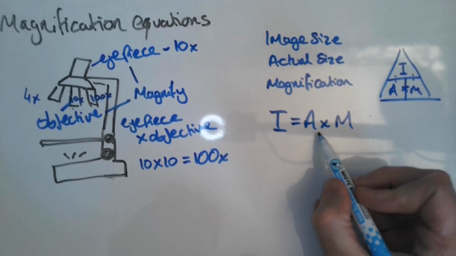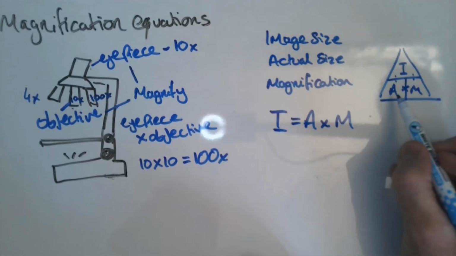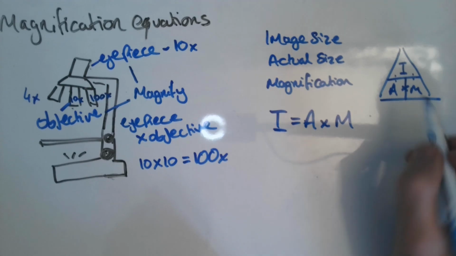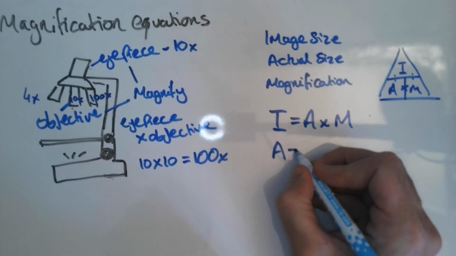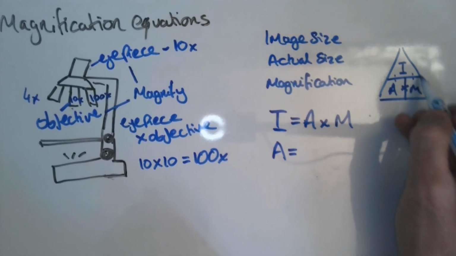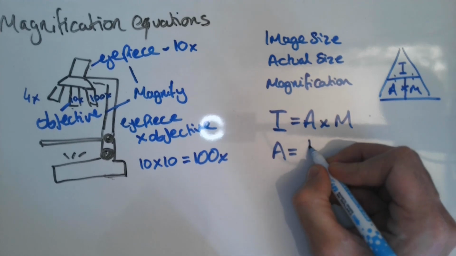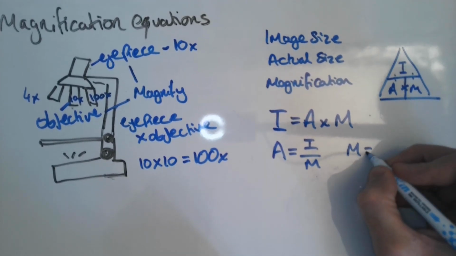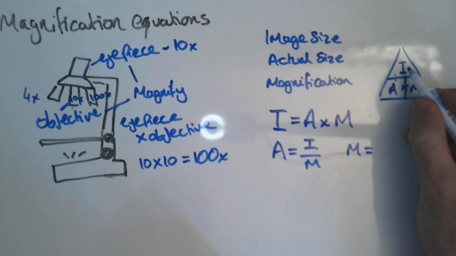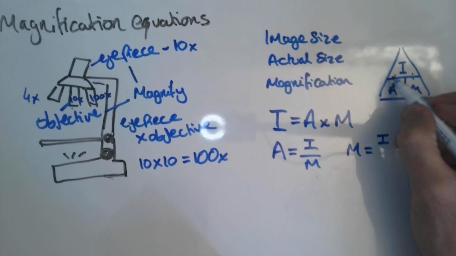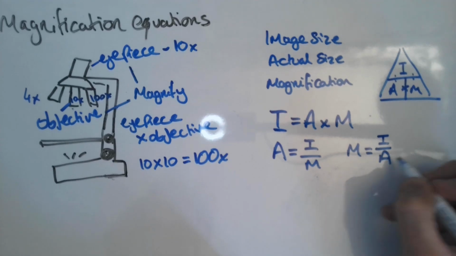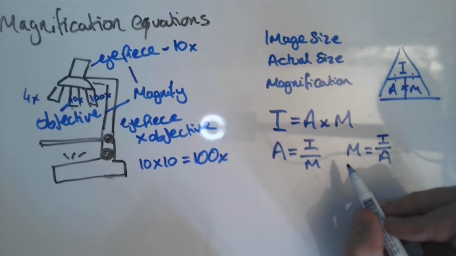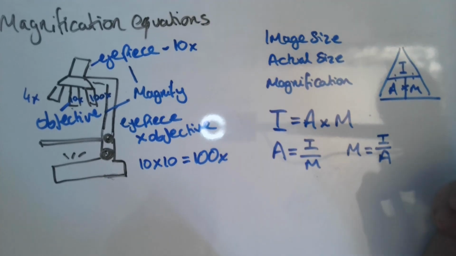As you can see in this equation, A times M equals I. Actual size times magnification equals image size. So if I wanted to calculate actual size, it would equal image size divided by magnification. So I over M. And then my magnification would equal I, which is above the A, so I divided by A, image size divided by actual size. And that will give us our magnification, actual size or image size, depending on what we're wanting to look at.